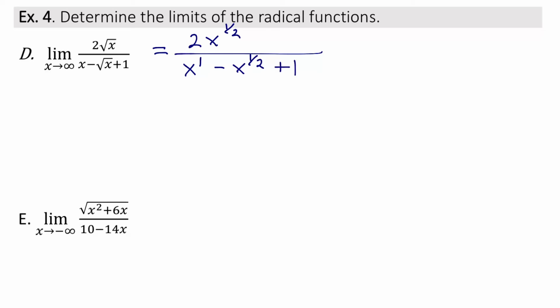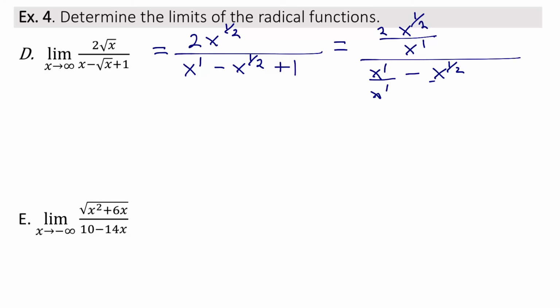So I've got this. Now if I divide all my terms by the highest power of x in the denominator, I'll get 2x to the 1/2 divided by x to the 1. I'll get x to the 1 divided by x to the 1, x to the 1/2 divided by x to the 1, 1 divided by x to the 1. All right, so you don't have to write those ones, but I just want to make sure this is clear.